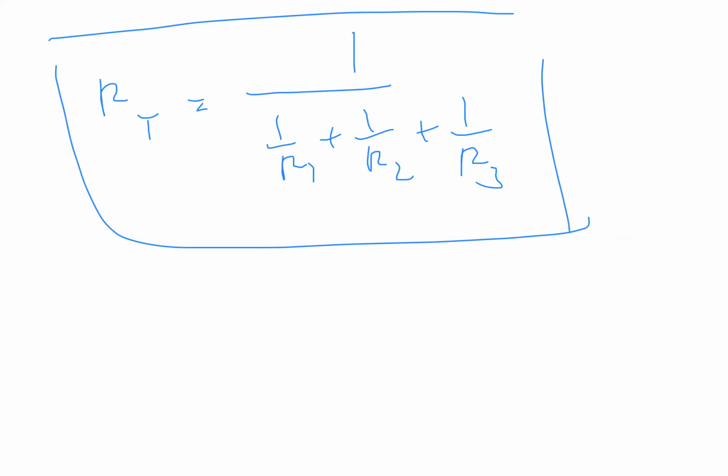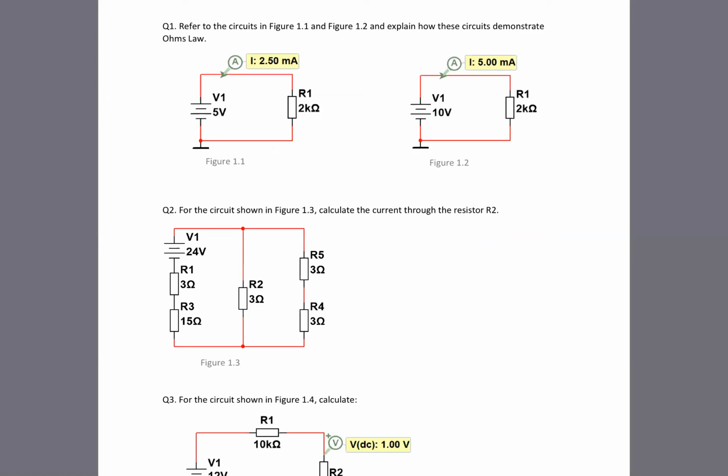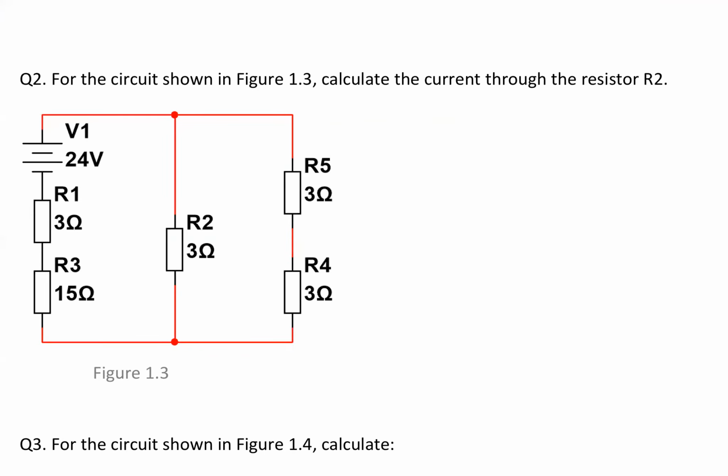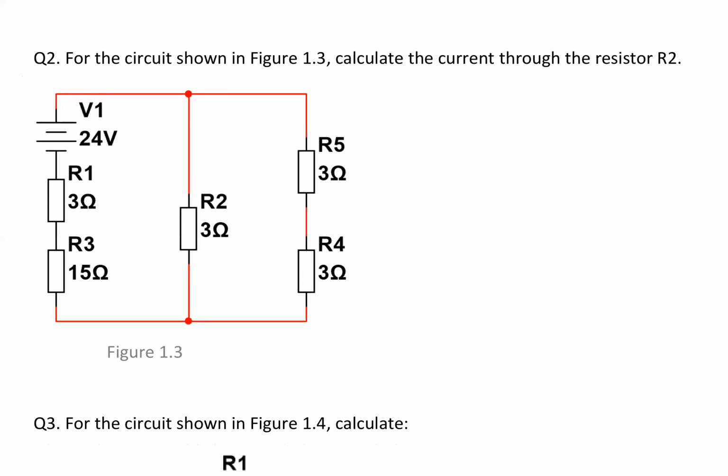Now, guys, try to solve this one. Calculate the current through the resistor R2. So we need to find the current through resistor R2. Just see how we can solve it. Take about 5 minutes, then I will explain.